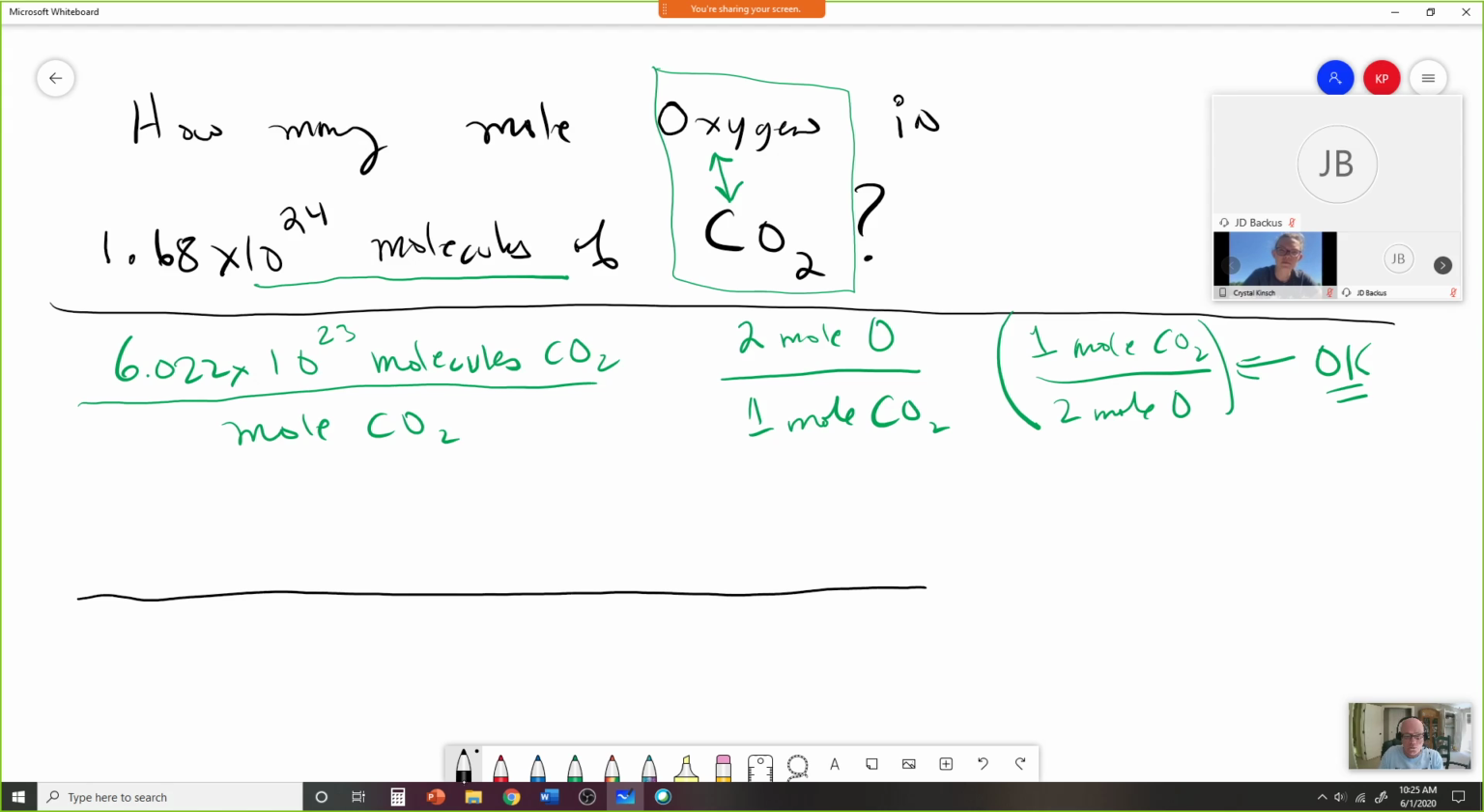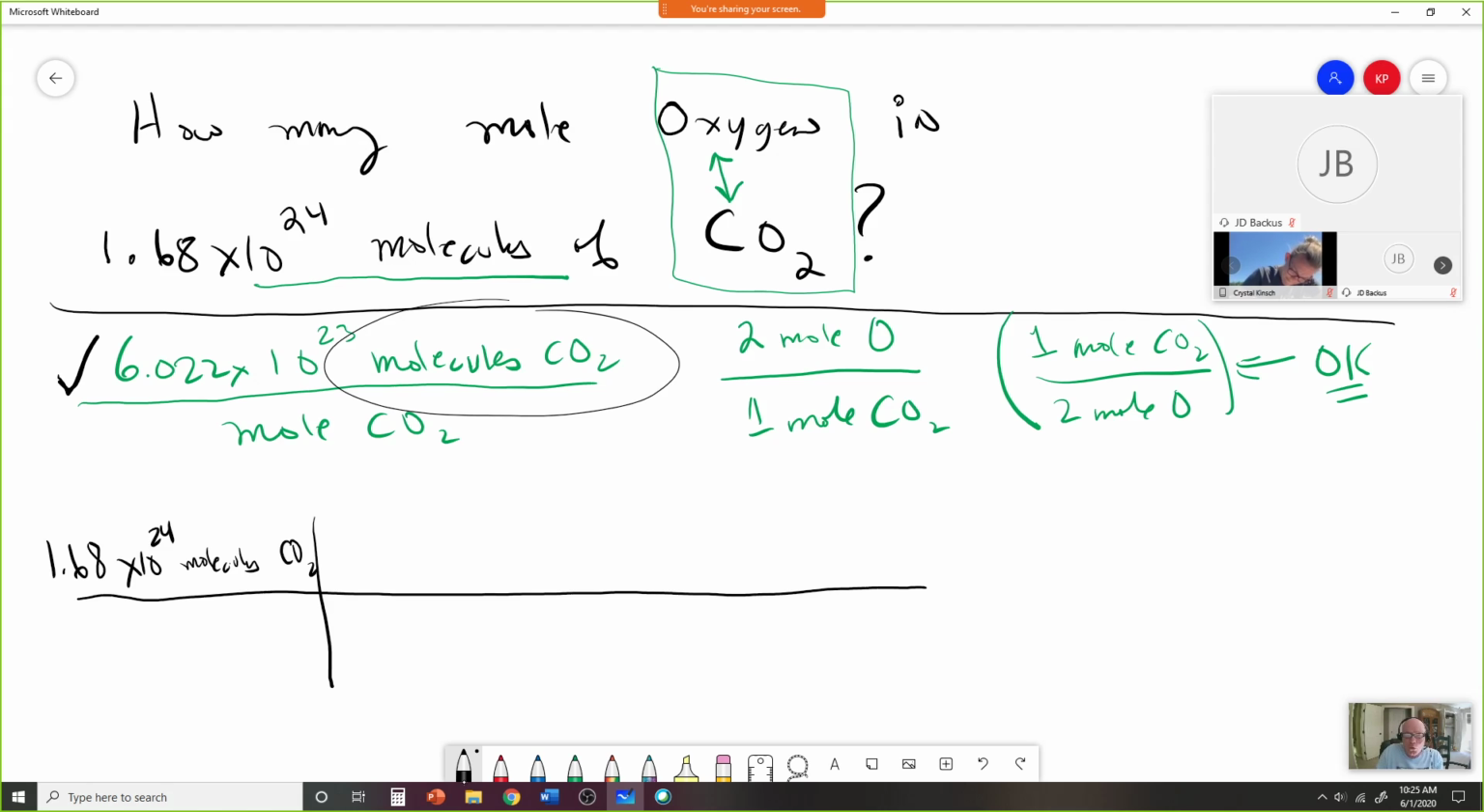And so we draw a line, another line, and we start with our measured number. Here we go, 1.68 times 10 to the 24th molecules CO2. Okay? Now, we have to cancel molecule CO2. So where do we see molecule CO2 up there? We see molecules of CO2 right there. And so this is the one that we're going to have to use.